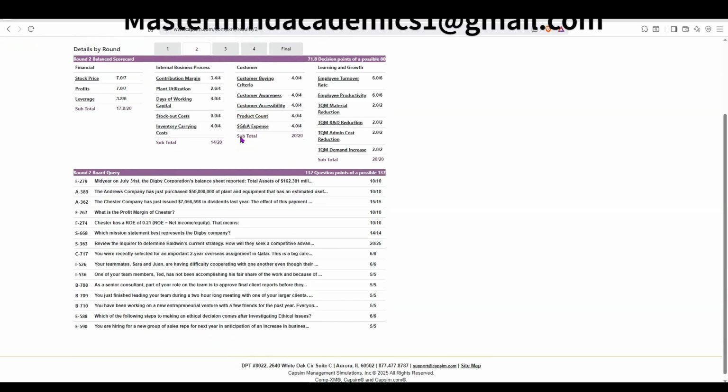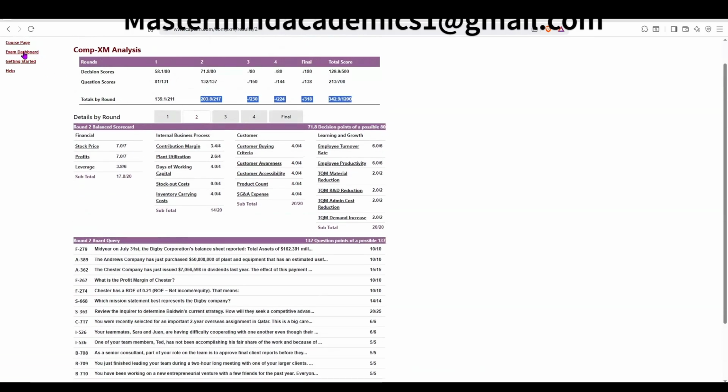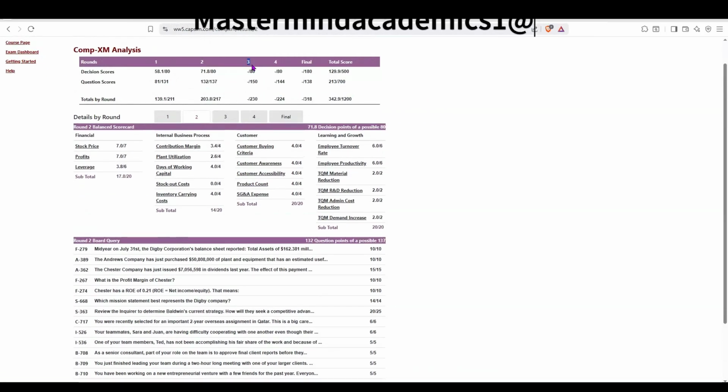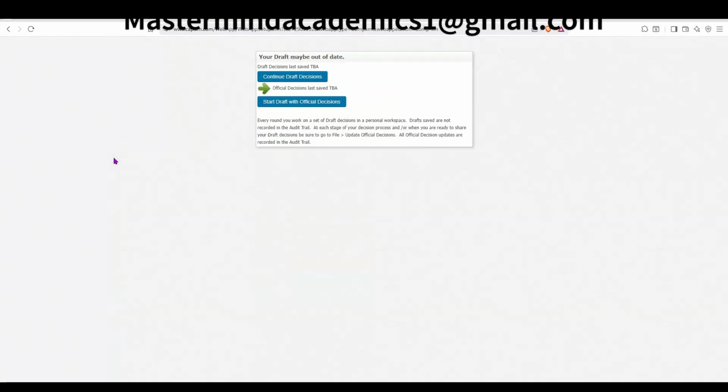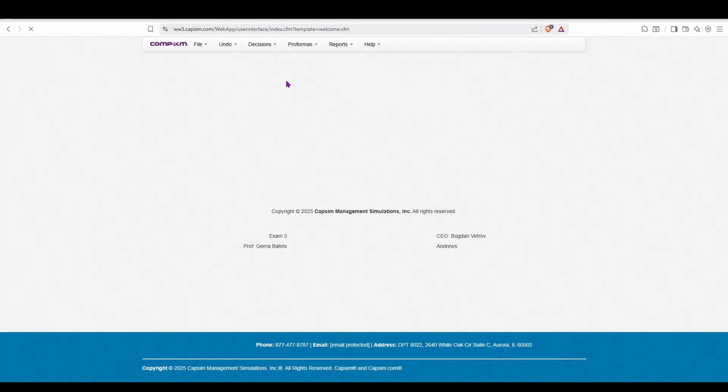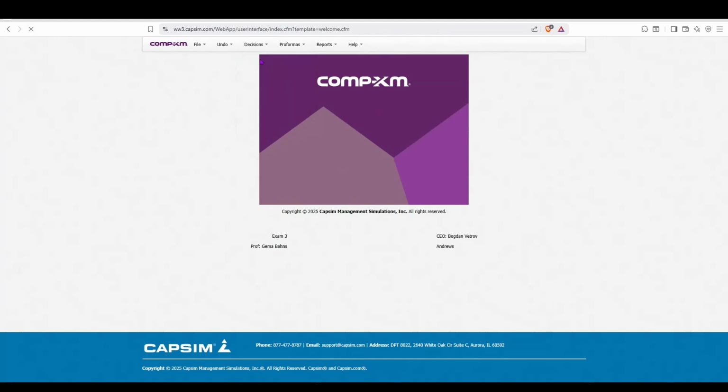So that's it. We can now go to the exam dashboard so that we can do round three together for the decision scores. Okay, for the decisions, and also we can see if we can do the board queries, which are the questions. So I'll log in to the web spreadsheet. That's now round three, and continue the draft. I don't think I have a draft, so R&D.